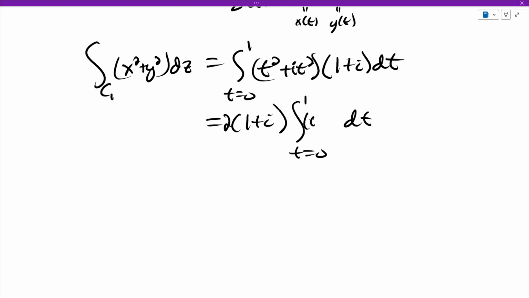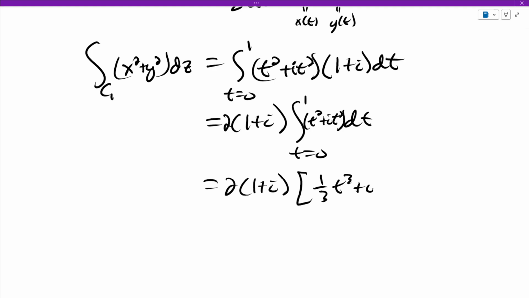So we're integrating t squared plus i t squared. All right, I thought something was awry. All right, an antiderivative of this, we're just going to do it all together, is going to be 1/3 t cubed plus i times 1/3 t cubed, evaluated from 0 to 1. Again, 0 is still going to annihilate everything, so we just have to plug in 1.